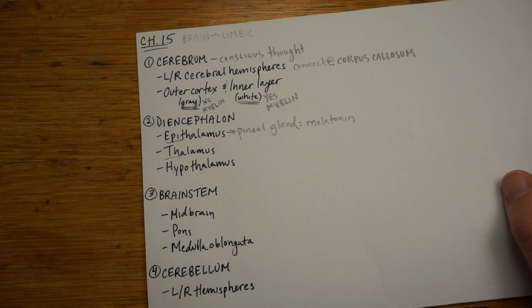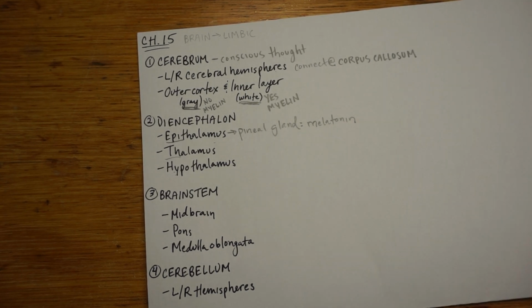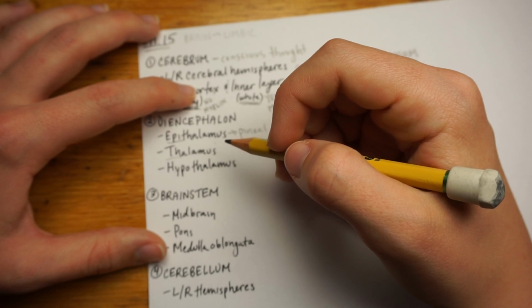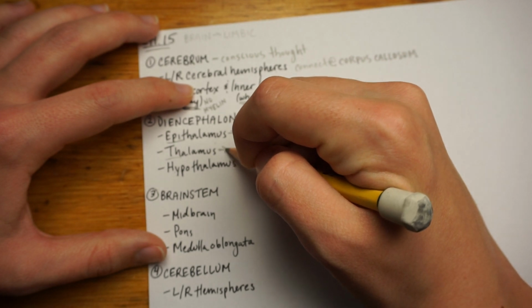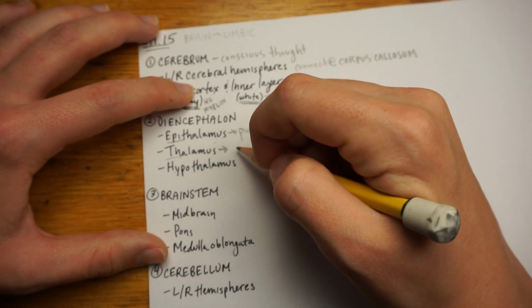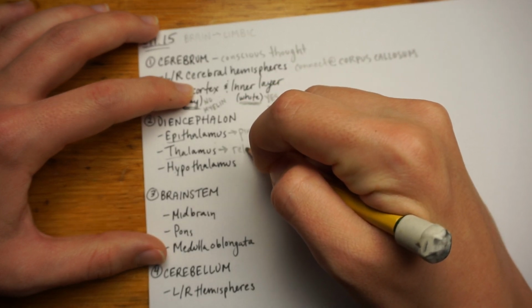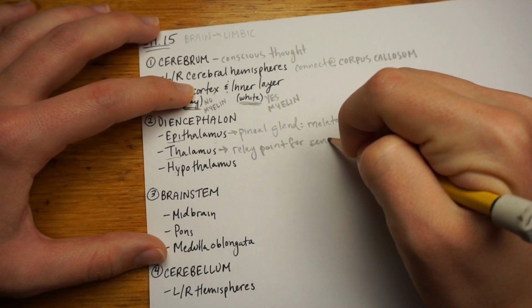Then the thalamus is a really important place. This is where all of the sensory impulses for conscious perception come in, all converging in this place. What would be the equivalent? This is like the main hub, like Times Square or something like that. This is where all the sensory information comes, so we could call it the main relay point for sensory information.